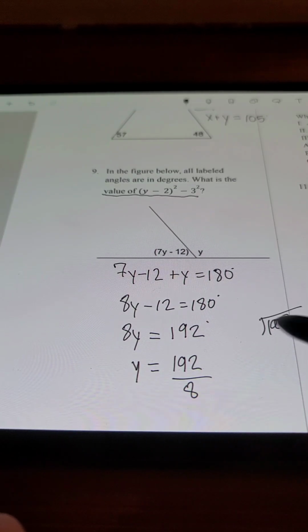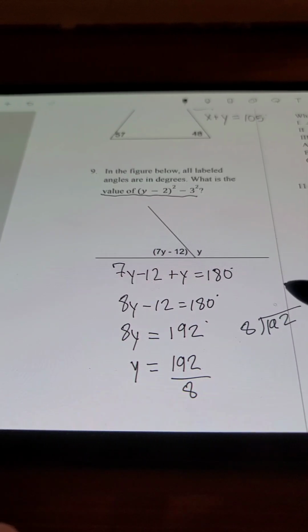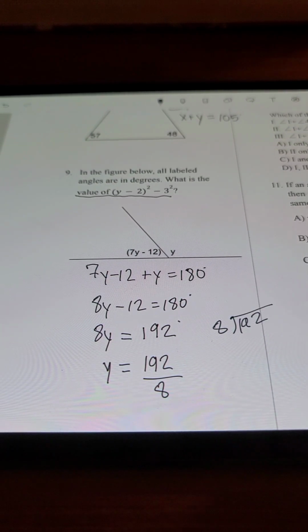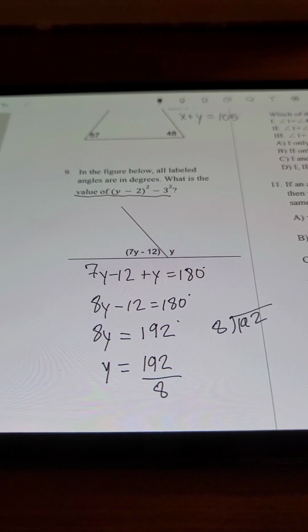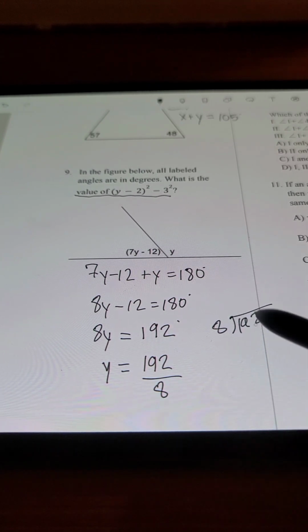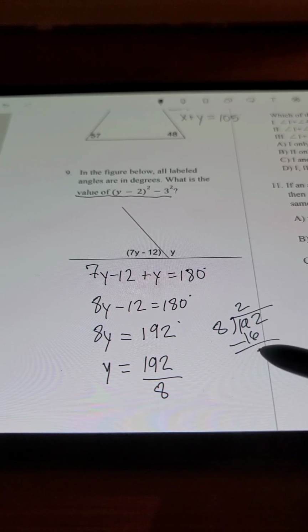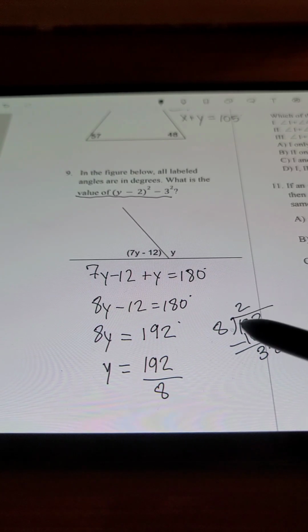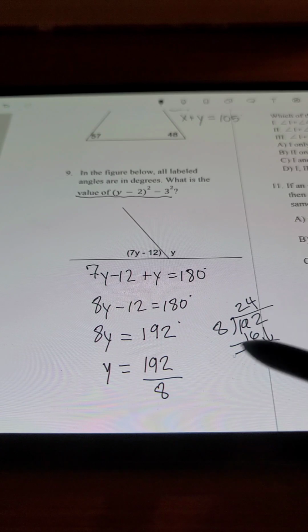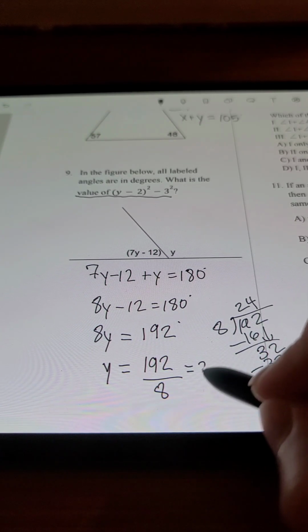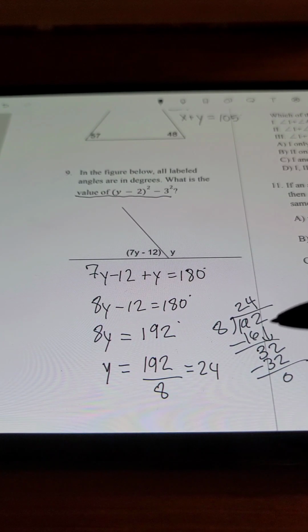So 192, 8 goes into 192. You could do this in your calculator, but I'm just going to do it off here. It actually takes me longer to take out my calculator, and now I'm describing it and it's taking me longer. So, 8 goes into 19 2 times, that's 16, and then that's 3, carry down the 2. 8 goes into that 4 times. 4 times 8 is 32. Subtract and you get 0, so it's equal to 24. So we know y is equal to 24.